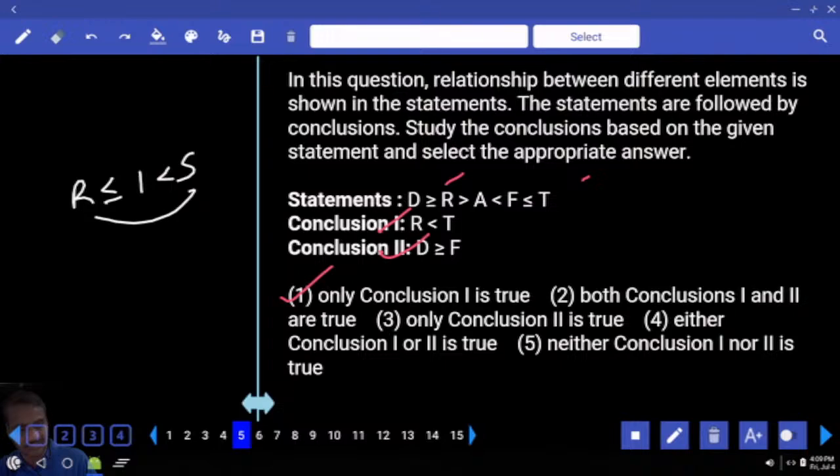Then coming to question number 5. Now R and T. R is here, T is here. R and T opposite symbol, no relation. Then D and F opposite symbol, no relation. Hence neither one, nor 2. Choice 5, question number 5.